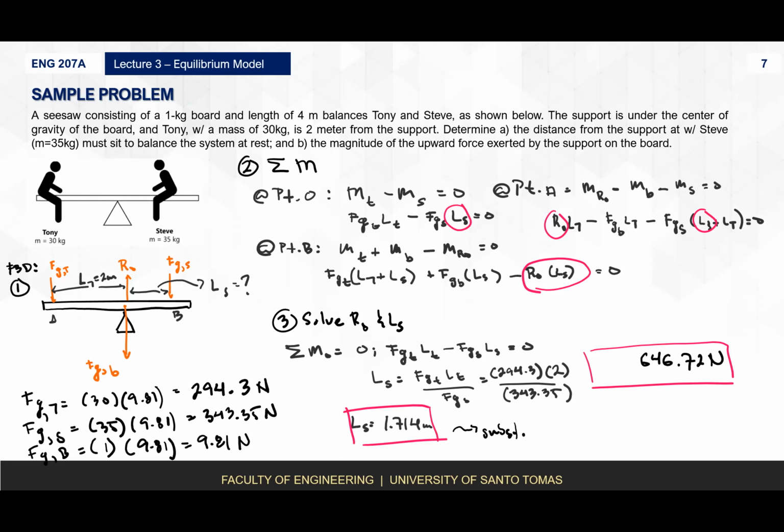They're sitting on a seesaw that's 4 meters in length, and the weight of the board is 1 kilogram. The support is under the center of gravity of the board, so it assumes nasa gitna siya. Okay, and Tony is placed like 2 meters away from the support, so halfway done. We're being asked to determine how far must Steve sit from the center of gravity so that it's perfectly balanced. And letter B, what is the magnitude of the upward force exerted by the support here?